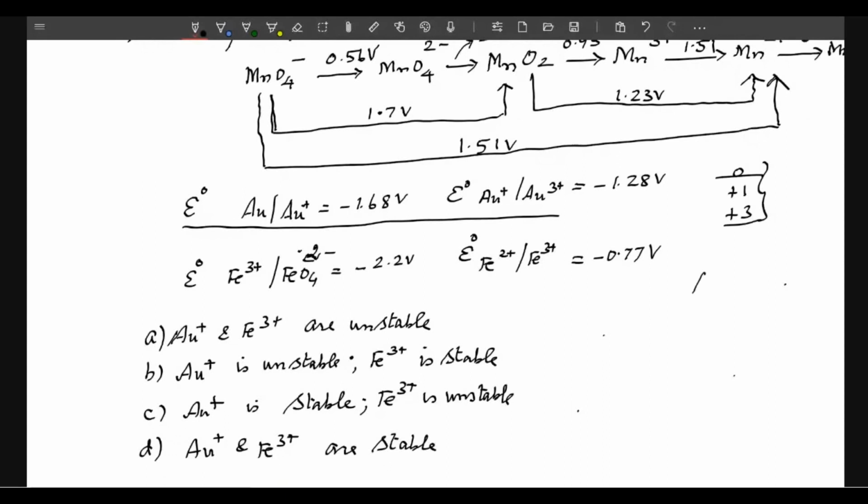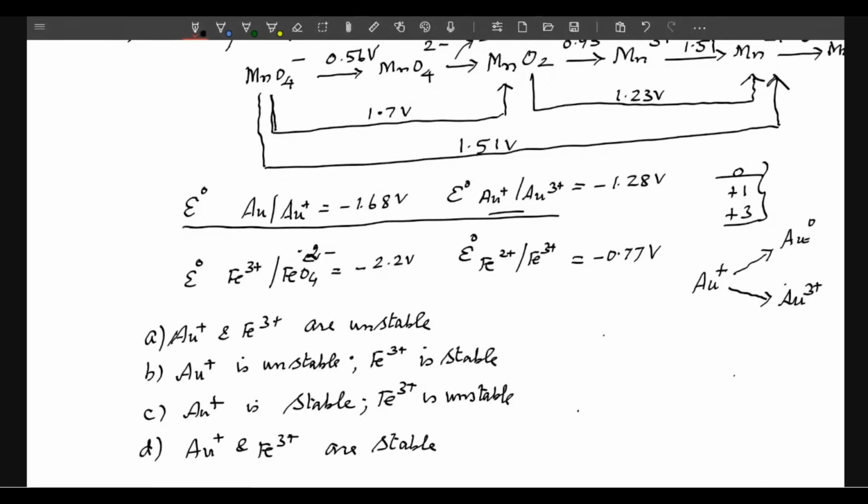Let us write it like this. Let us assume Au plus is unstable. Au plus would be reduced to give Au 0, and Au plus would be oxidized into Au 3 plus. To find the stability, you need the reduction potential of Au plus to Au 0, and you need the oxidation potential of Au plus to Au 3 plus.